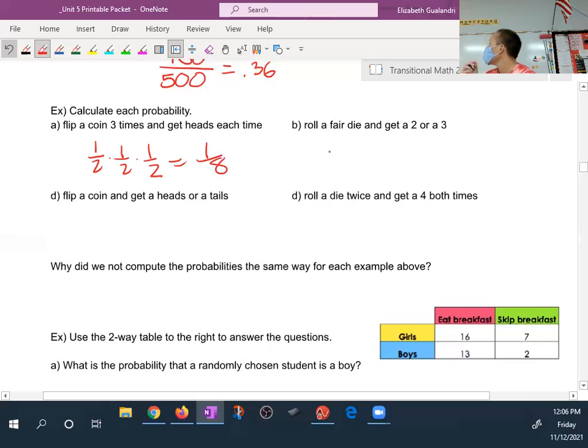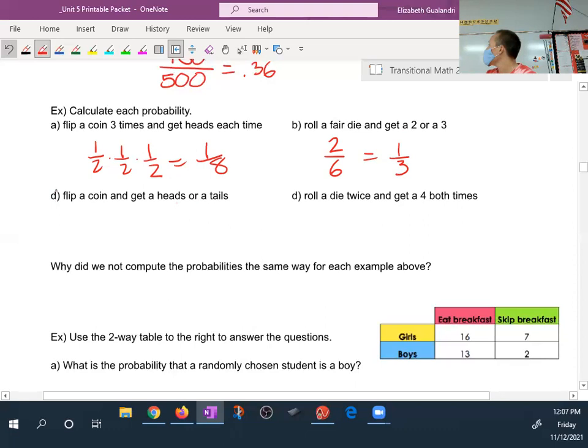Letter B, roll a fair die. So there's our fair die, and get a 2 or a 3. What's our probability? 1/3. So we had 2 out of 6. The 2 and the 3, there's 2 events out of 6 total sides of the die, and that's going to be 1/3. Now there were 2 different outcomes there that I could have gotten, but it's 1 roll. So in 1 roll, I get that 2 or 3. So it's not 1/6 times 1/6 there. I don't want a 2 and then a 3. I want to get either a 2 or a 3.